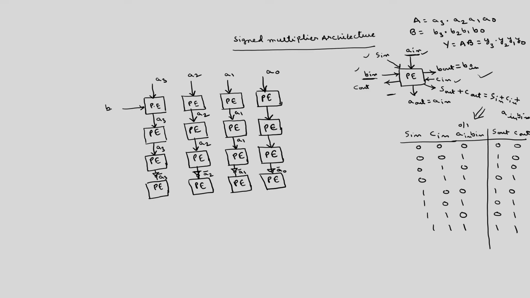Similarly, here B0. So this entire line is B0. This is also B0. This is also B0. If I take output here also this will be B0. This entire line is B1 line. B1, B1, B1 and B1. Similarly, B2, B2, B2, B2.